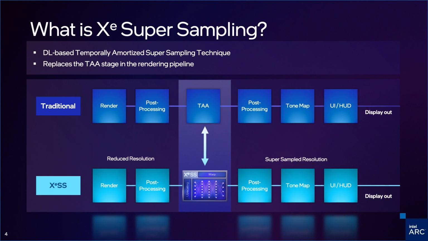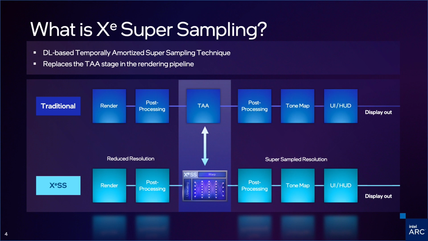XeSS is an AI-based super sampling technique which reconstructs a low-resolution, non-anti-aliased frame into a high-resolution, fully anti-aliased frame. And it does that at a fraction of the cost of high-resolution native rendering.